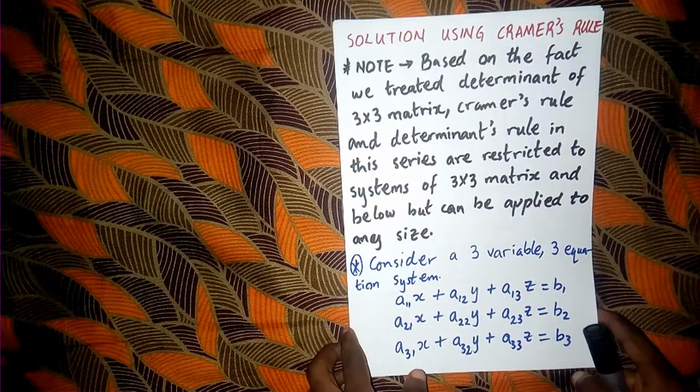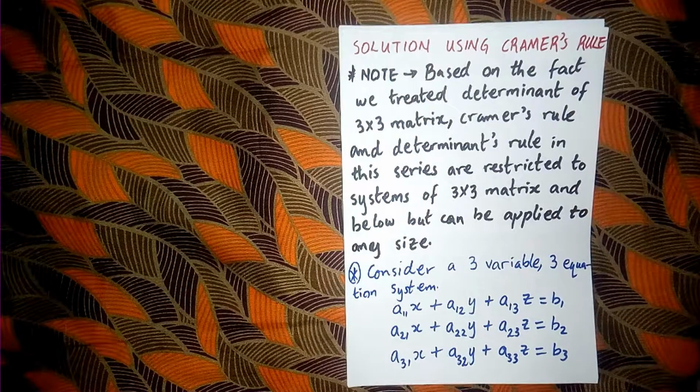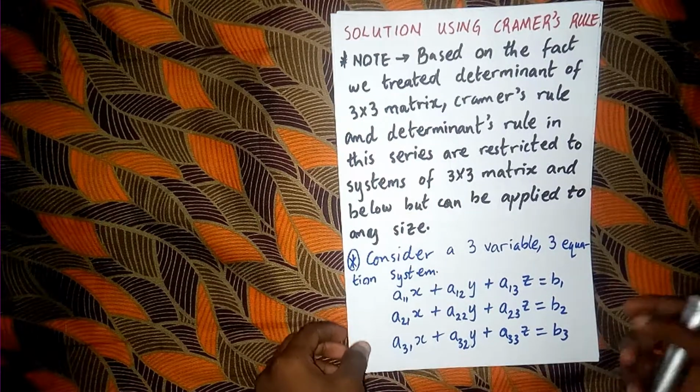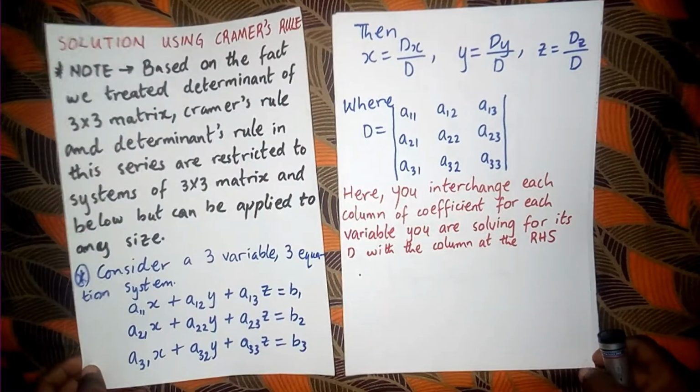It's important for you to know that Cramer's rule and determinant rule methods have similarities. So it's very important for you to know the difference in those similarities so that you avoid confusion and for ease of solving.